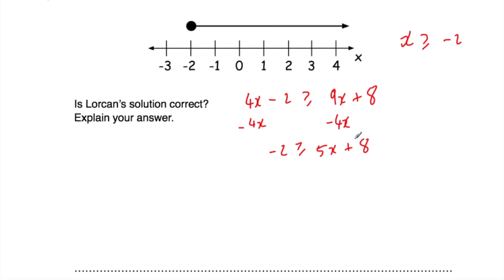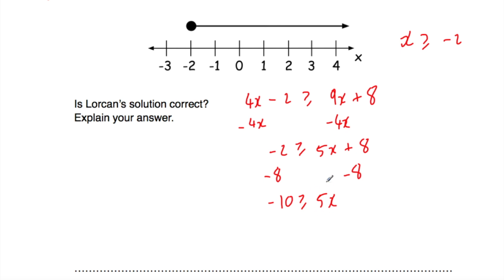So let's get rid of the plus 8. So let's take away 8 and take away 8. Minus 2, take away 8 would be minus 10. And that's going to be bigger than or equal to. And then we've got 5x plus 8. We're taking away the 8 to get rid of the plus 8, so we're just going to be left with 5x. Okay, we're almost there.